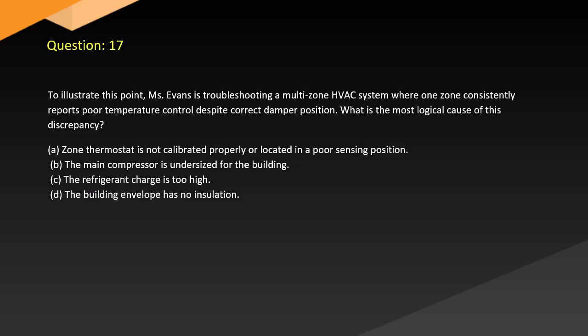Question 17. To illustrate this point, Mr. Evans is troubleshooting a multi-zone HVAC system where one zone consistently reports poor temperature control despite correct damper position. What is the most logical cause of this discrepancy? A. Zone thermostat is not calibrated properly or located in a poor sensing position. B. The main compressor is undersized for the building. C. The refrigerant charge is too high. D. The building envelope has no insulation.